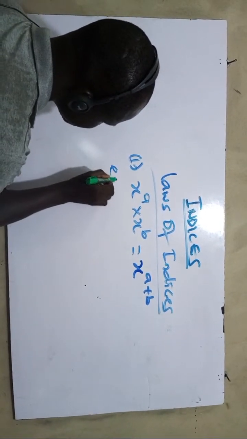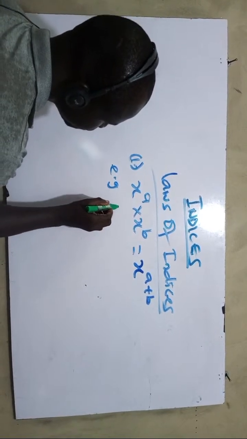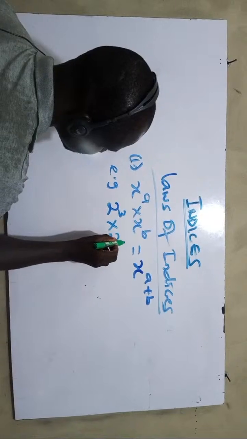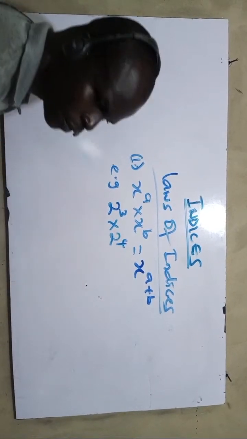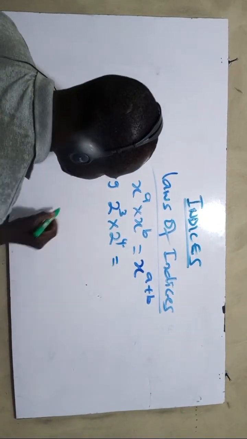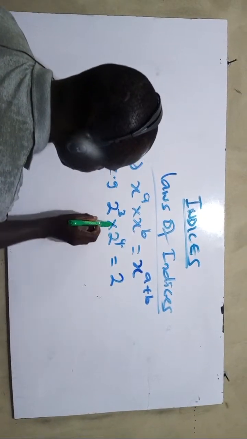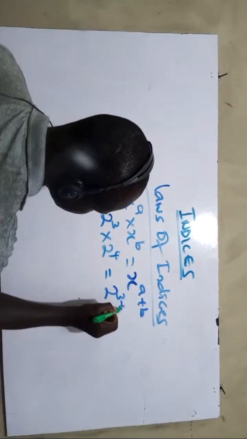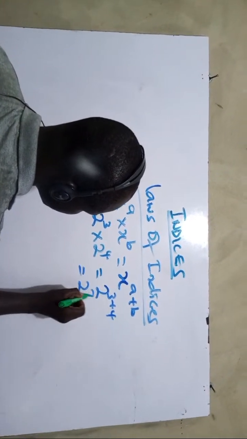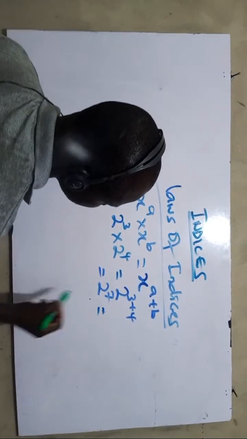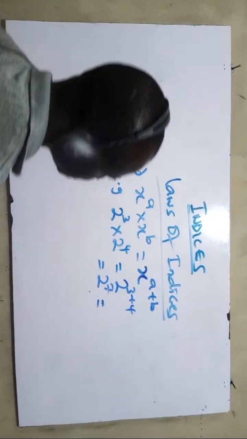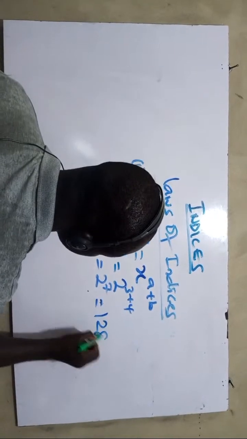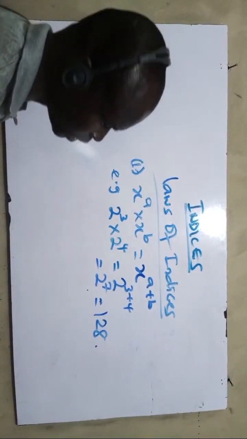For example, if I have 2 raised to power 3 multiplied by 2 raised to power 4, then if I want to apply the law, I'll pick 2. The operating sign here is multiplication, so I will add the powers 3 plus 4, and that gives us 2 raised to power 7. And of course, 2 in 7 places, let's say we have 4 times 4, 16, 64, that would be 128. That is what we are going to get.